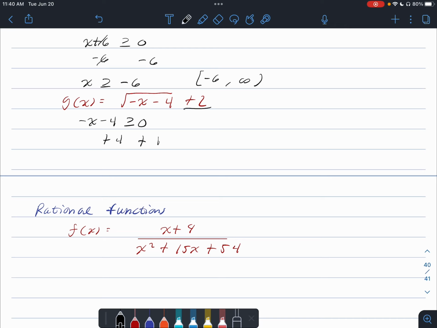Add 4 to both sides, and now we have negative x is greater than or equal to 4. We can divide both sides by negative 1, but now we have to flip our inequality, and we'll get x is less than or equal to negative 4. So here we would have the interval from negative infinity to negative 4, where we would include the point negative 4.